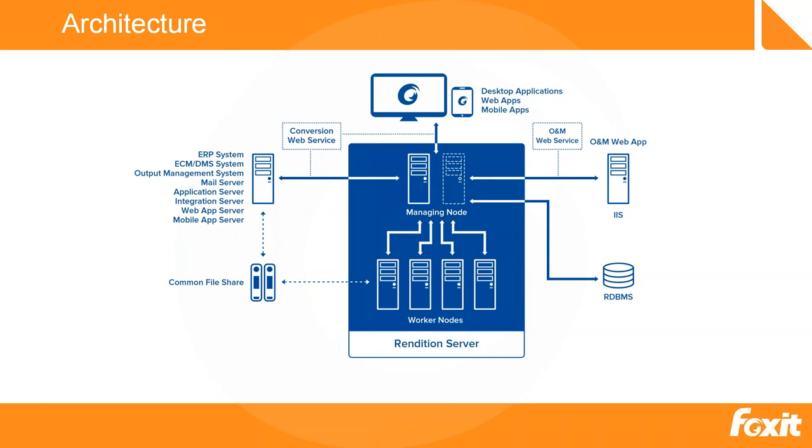The worker nodes, as you can see, are only tied to the outside world through the managing node, so they just work and have no concept of what's happening all around them. It makes it very easy from a technological and architectural point of view to scale. If you need more capacity, we just add more worker nodes to the rendition server array. So this, by design, makes it very easy to add additional capacity and keep the technological overhead very low.